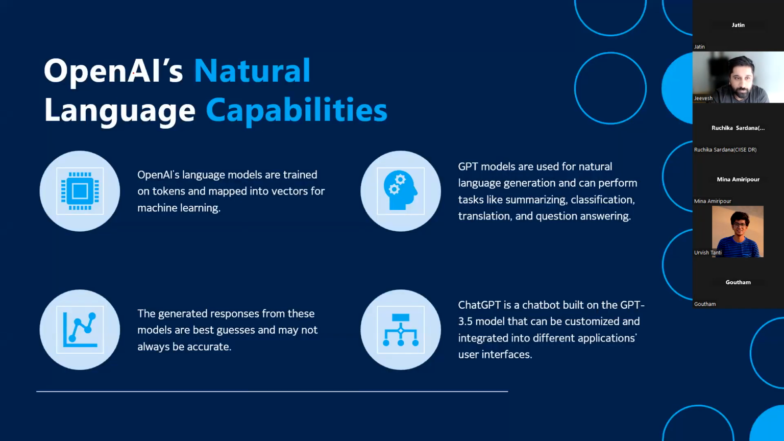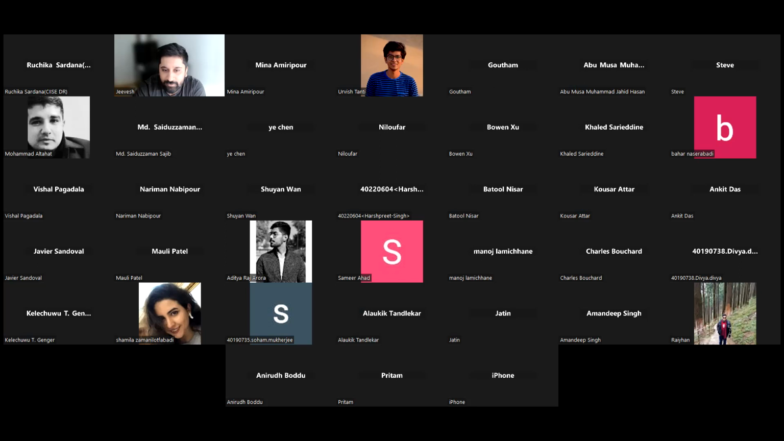Next is OpenAI's natural language capability. So OpenAI's language models are trained on tokens and mapped into vectors for machine learning. GPT models are used for natural language generation and can perform tasks like summarizing, classification, translation, and question answering. So this is what we are using, right? The GPT model. So GPT is used for natural language generation. So till now we were studying about NLP, natural language processing, and now we talk about natural language generation.